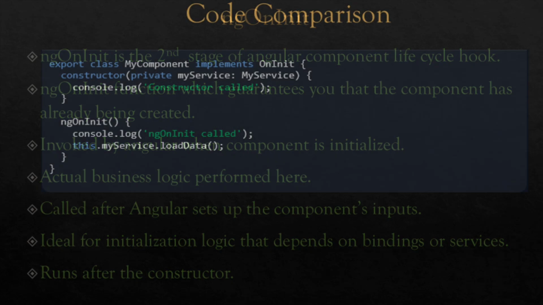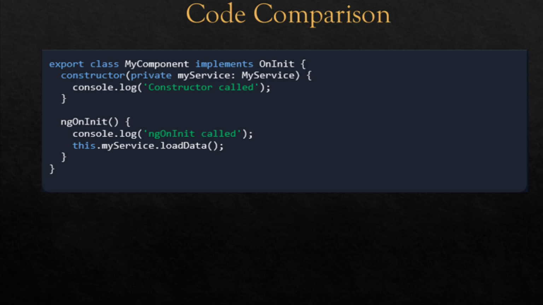Come to the code comparison. We have a component called MyComponent and it implements OnInit, and we have a constructor and ngOnInit. In the constructor, my service is injected, and in ngOnInit we are calling a service method called loadData. If you execute the console log, first it will print constructor called and next ngOnInit. The constructor is used to inject the service and ngOnInit is used to call methods and initialize data once the component is ready.